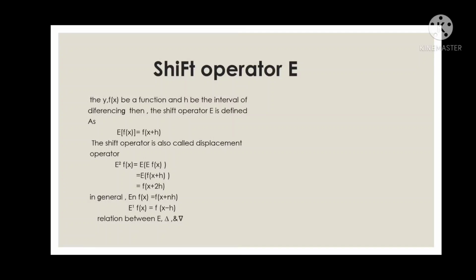Now look at E square f of x, which is split as E of E of f of x. Within the bracket, E of f of x can be written as f of x plus h. That means E squared f of x is equal to f of x plus 2h. That is, when E has the power 2, it shifts by 2h. In general we can write E raised to n f of x is equal to f of x plus nh. E raised to minus n f of x is equal to f of x minus nh. So that is the shift operator. Now we have learned the three operators. Thank you.